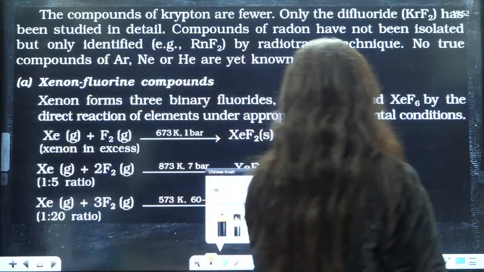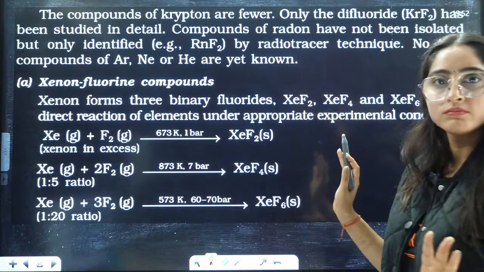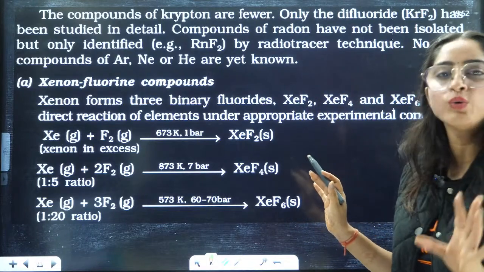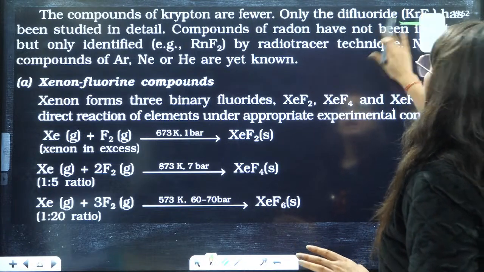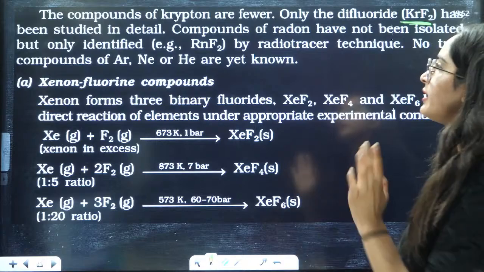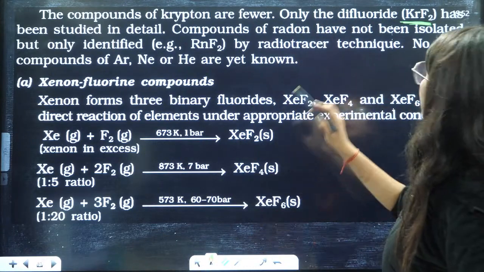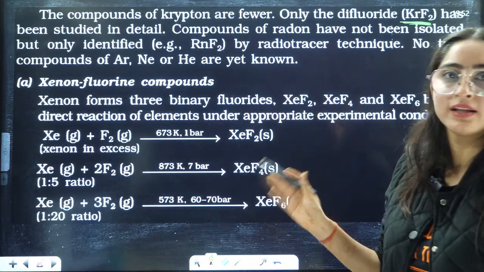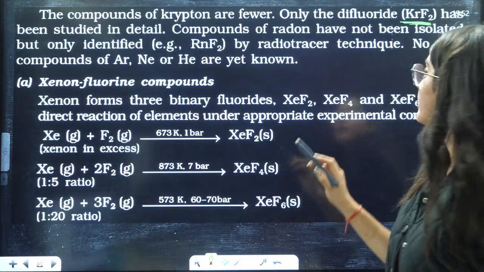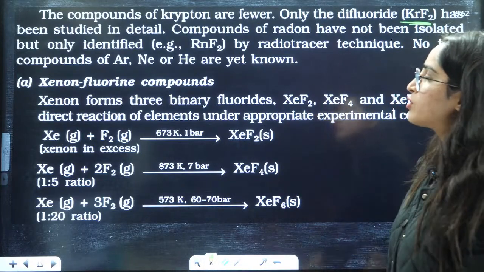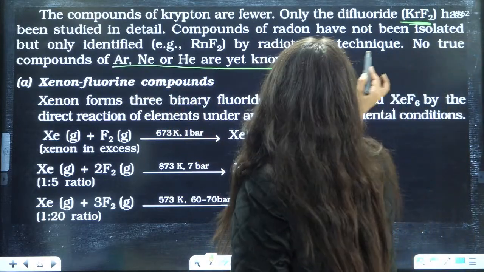Now we have this thing. The compounds of krypton are fewer. Krypton, xenon only you will see maximum. Only the difluorides have been studied in detail. Compounds of radon have not been isolated, but only identified. They have not been studied by radiotracer technique because it is a radioactive technique. No true compounds of argon, neon or helium are known yet, right?